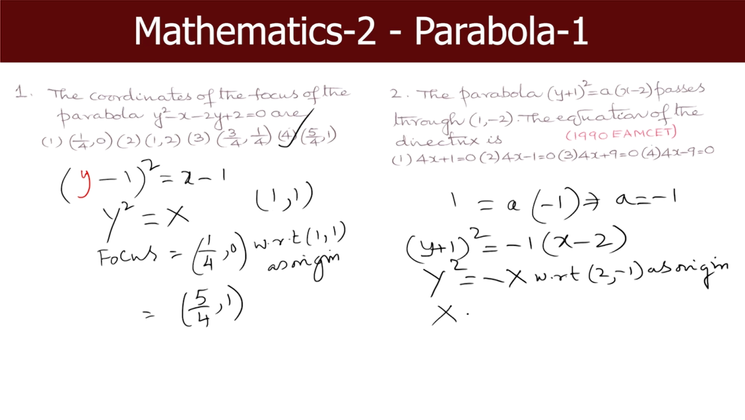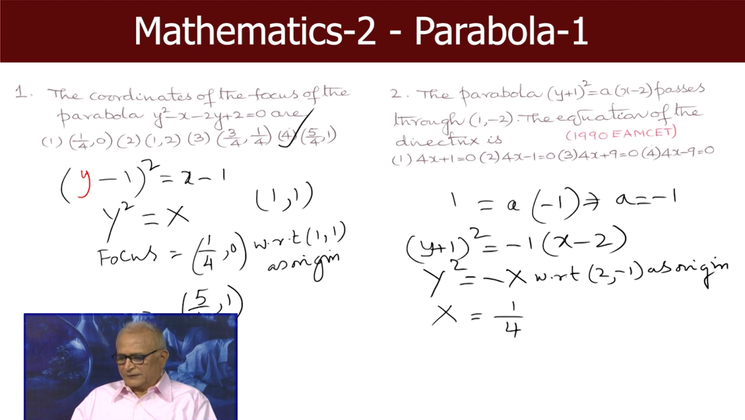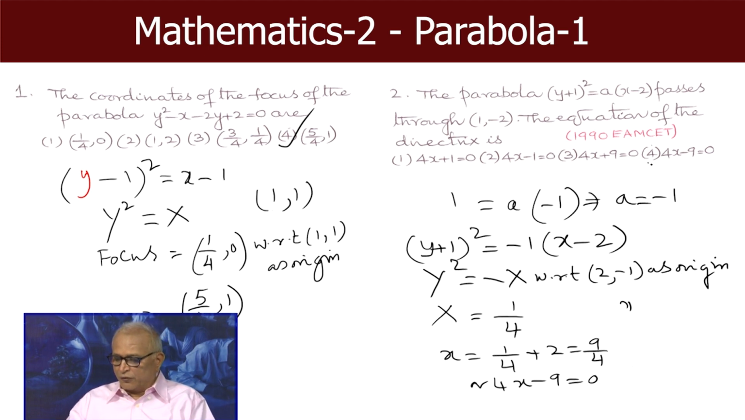What is the equation of the directrix for the parabola y^2 = 4ax? It is x = -a. For the parabola y^2 = -4ax, that is x = a. So here capital X = a means, what is a? 1/4. Okay. With respect to (2, -1) as origin. So x = 1/4 + 2 = 9/4, or 4x - 9 = 0 with respect to the given system of coordinates, which is 4.